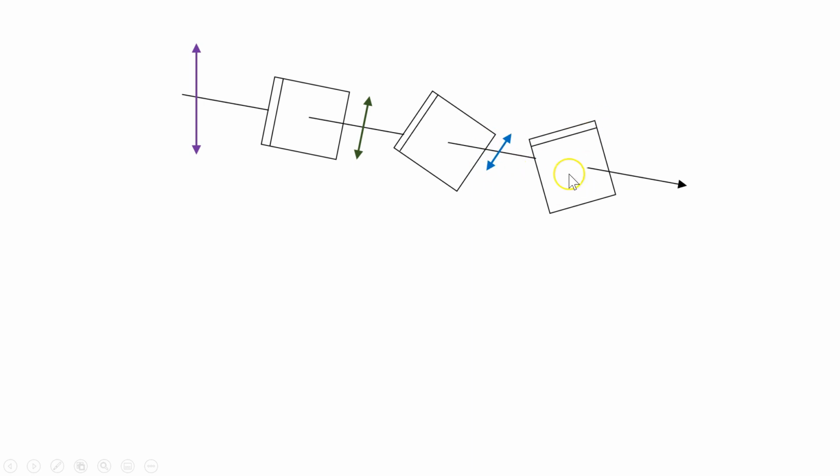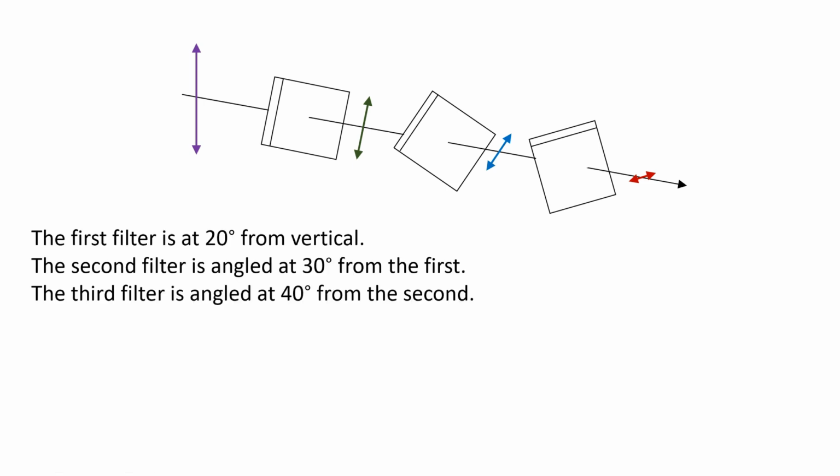And then when these oscillations pass through this filter, again, because the polarization is not perfectly aligned with the transmission axis, there's some filtering that occurs, and the subsequent oscillations are slightly less intense. But the question, of course, will be, how much less intense? So let's say that we're given this information. The first filter is at 20 degrees from vertical, and then the next filter is at 30 degrees from the first, and then this final transmission axis is 40 degrees from the second. The initial intensity is 12 watts per meter squared.